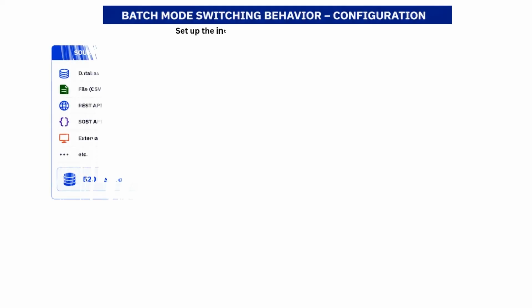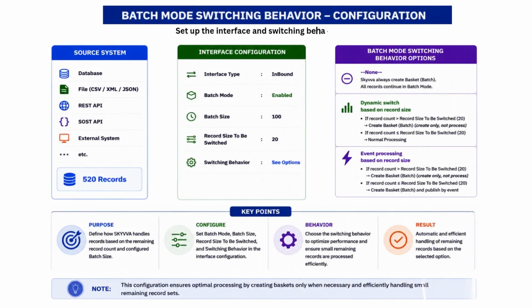In this video, we've learned how auto switch inside batch processing works and how to configure it based on your processing requirements. We explored the different batch mode switching behavior options, demonstrated how the system switches between batch mode and normal processing based on the configured settings, and explained when each option should be used. We also briefly introduced event processing based on record size, which is covered in a separate video. By using auto switch inside batch processing, you can optimize performance, reduce unnecessary processing, and make your integrations more efficient and flexible.